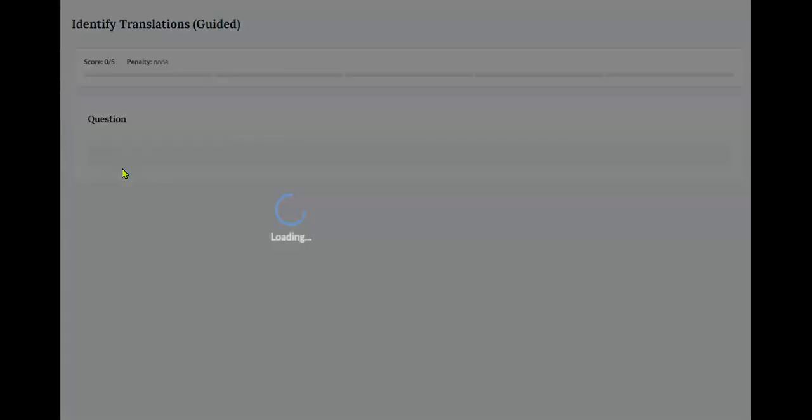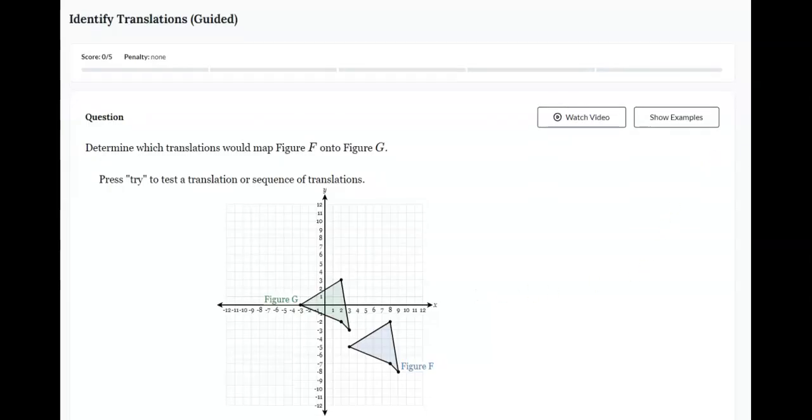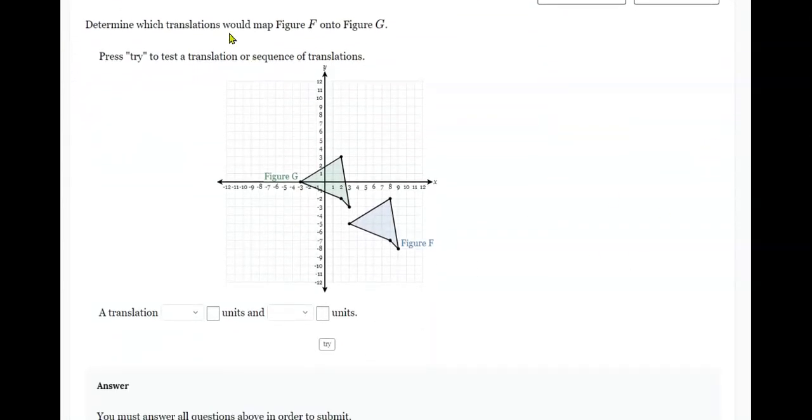For the second topic, you're going to identify the translation after it's already drawn. Pay attention to where you are mapping. So we're going to start with figure F, which is blue, and we're going to translate to figure G, which is green. So pick any one point. I'm going to pick this top one here in the corner, and I'm going to map it up and over till I get there.